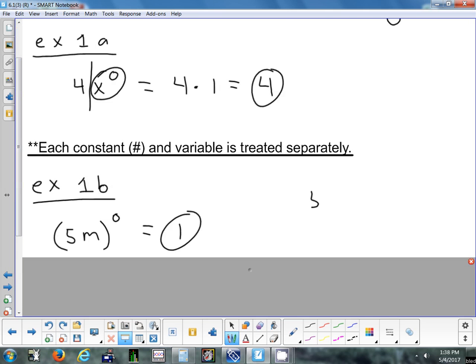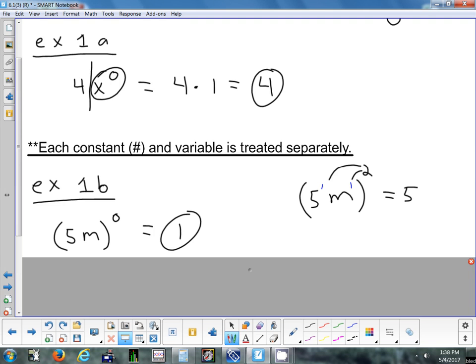Okay, what if it was something like that? What if it wasn't a 0? What would be your first step? Simplify the 2 to each of them. Put the ones. Yeah, and then what would you do? Then multiply them.